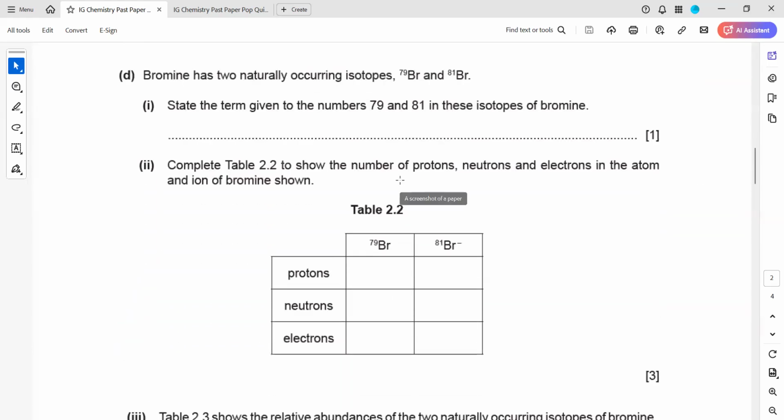Then bromine has two naturally occurring isotopes, bromine 79 and 81. These are the two isotopes of bromine. State the term given to the numbers 79 and 81 in these isotopes. What we call the 79 and 81, we call the nucleon number. The nucleon number refers to the 79 and 81. This is the nucleon number for both of these isotopes.